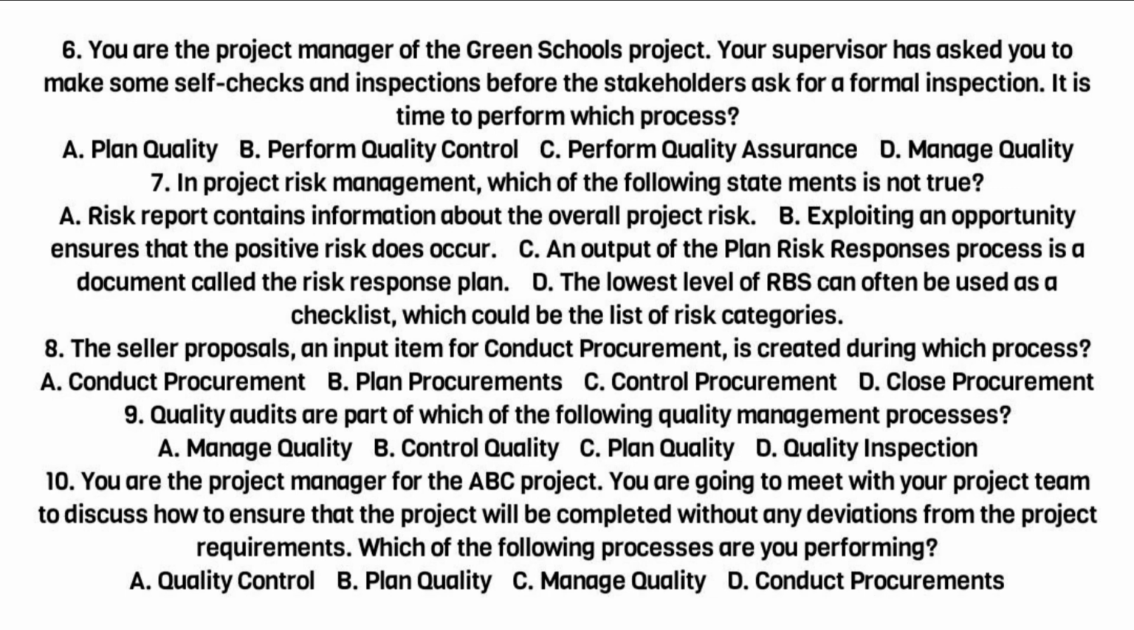7. In project risk management, which of the following statements is not true? A. Risk report contains information about the overall project risk. B. Exploiting an opportunity ensures that the positive risk does occur. C. An output of the plan risk responses process is a document called the risk response plan. D. The lowest level of RBS can often be used as a checklist, which could be the list of risk categories.